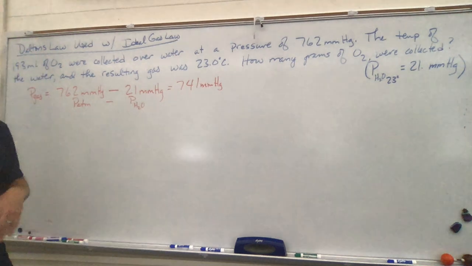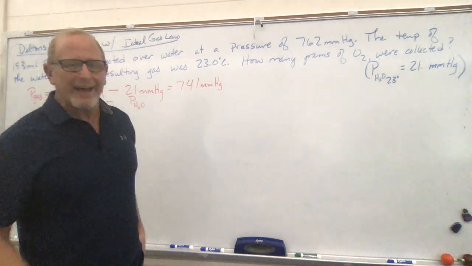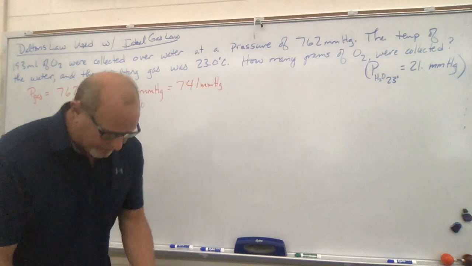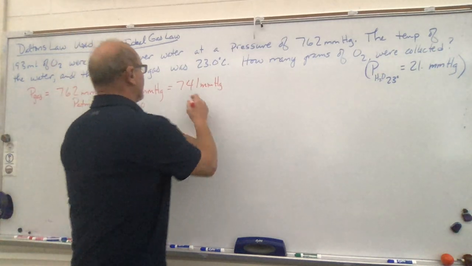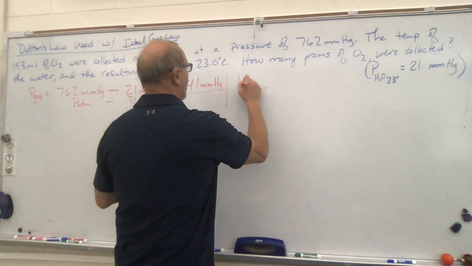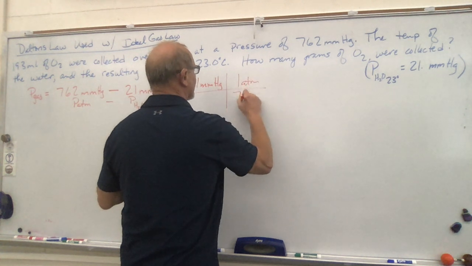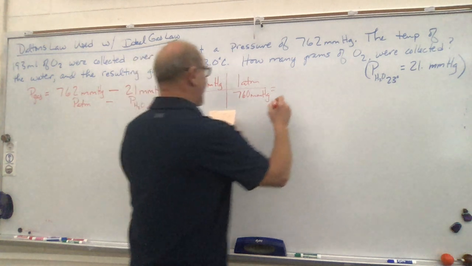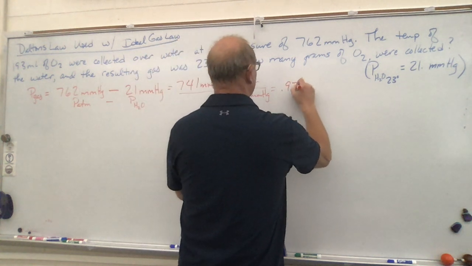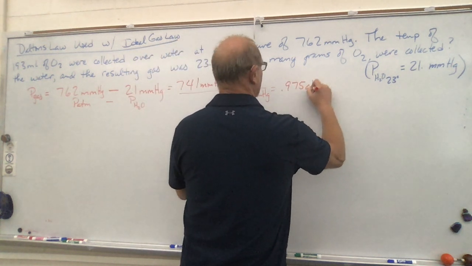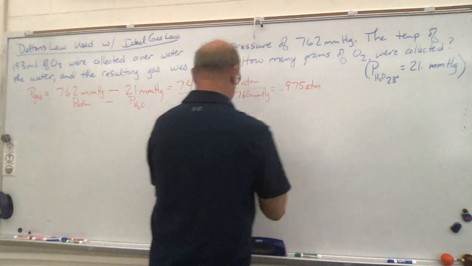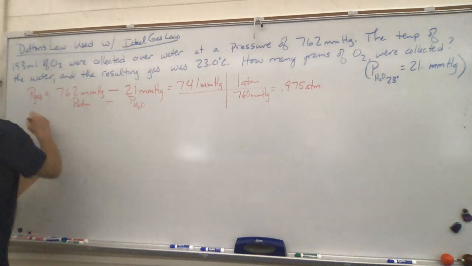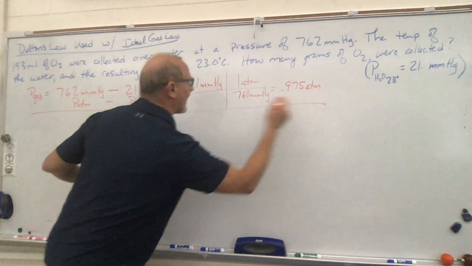Now, guess what? That's in units of millimeters of mercury. We don't have a value of R to use, so we've got to convert that. I converted that to atmospheres. We're going to use 1 atmosphere is 760 millimeters of mercury. So we've got 0.975 atmospheres. Now, that gives me my pressure. That was the first part of the problem, get the pressure of the gas.